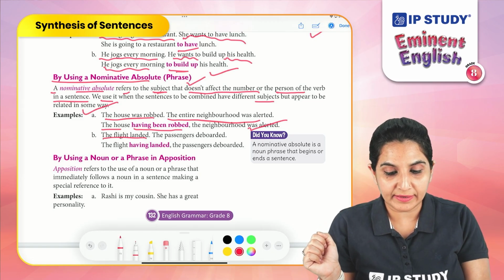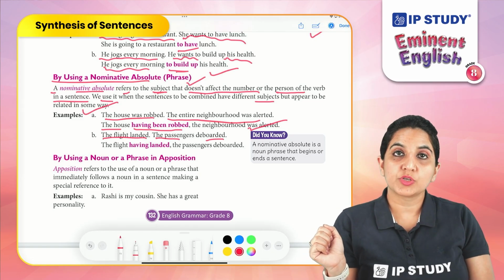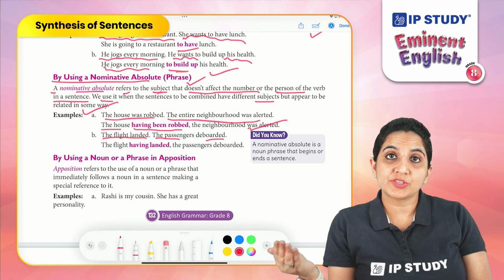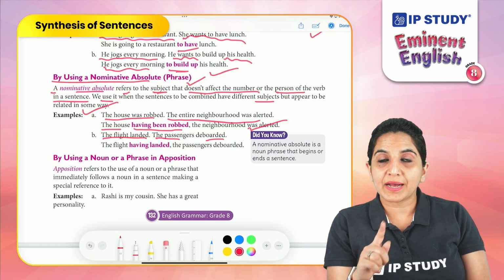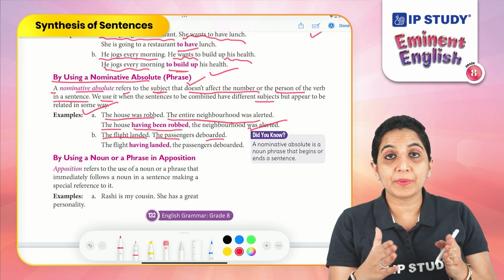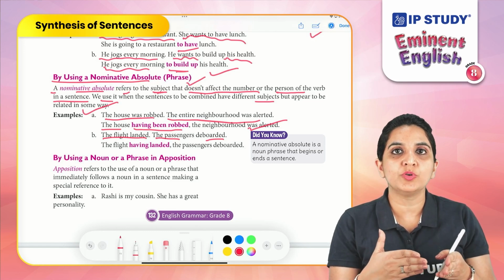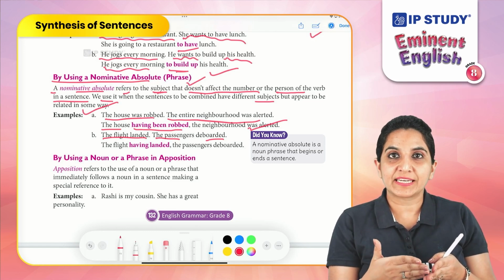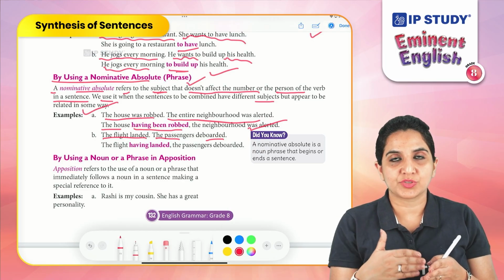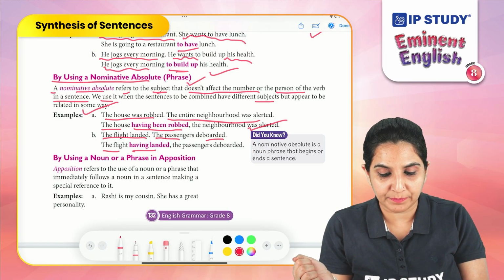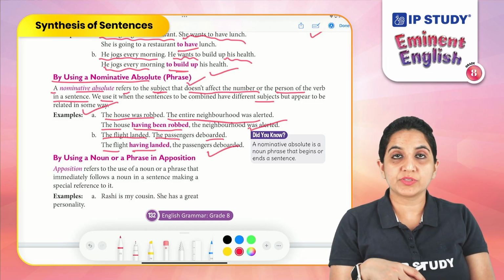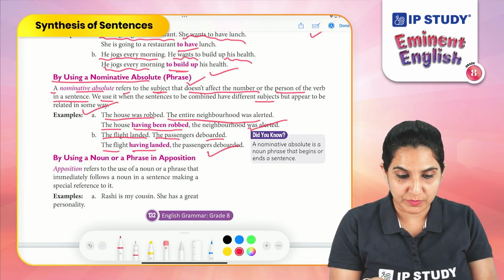The flight landed, the passengers deboarded. So the passengers deboarded, that means many passengers were affected by one flight. So it appears as one subject, although it is related to all the passengers. So, the flight having landed, the passengers deboarded. This is called nominative absolute.